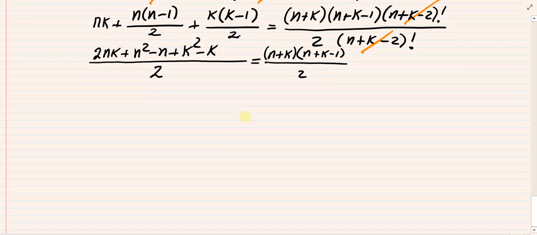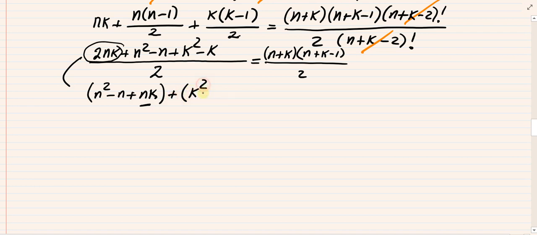Now, the first fraction's numerator. Okay, I have 2 nk's, right? So I'm going to write that as the following. First, I'm going to write it in descending powers of n: n squared minus n plus nk. I have 2 nk's to spend, and this is how I want to spend one of them. Plus, then I have k squared minus k plus nk. That's my second nk. Remember, I have 2. I can spend it however I like. That's how I want to do that one. So I split 2nk into nk plus nk, divided by 2.